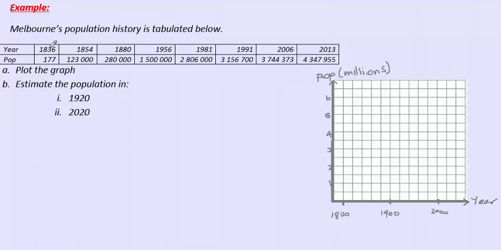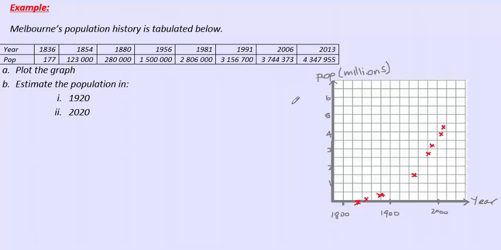And if I do that, I know that in 1836 Melbourne's population was 177. That point is going to be about there. In 1854, which is somewhere around about here, it was 123,000. So that point's going to be there. 1880, 280,000. So somewhere around about there, and so on until I've got the entire graph sketched. And you can see now that I've got all my points plotted on the graph.